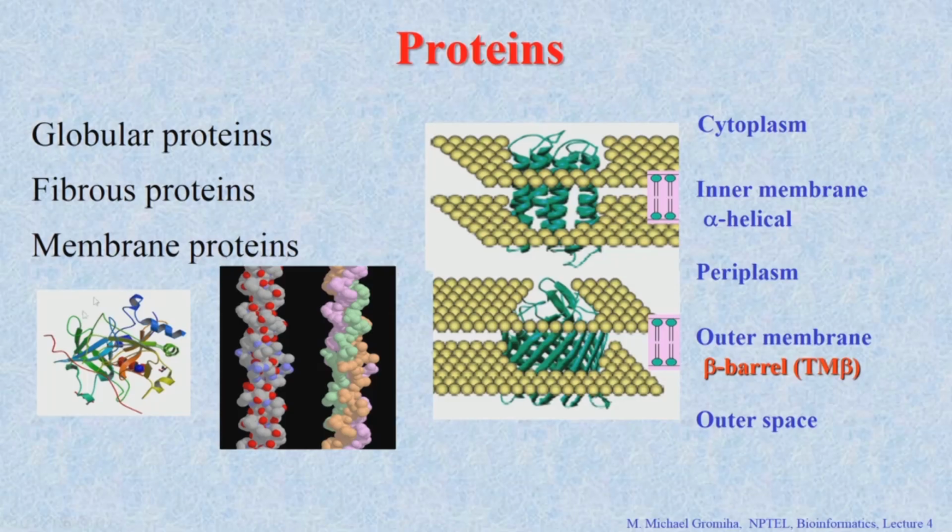So, here I show the examples. This is an example for the globular proteins, right. This is an example for a fibrous protein, right, you can see elongated chains, and this is an example for a membrane protein. When you look at the membrane proteins, they are of 2 types: one is alpha helical membrane proteins and another is beta barrel membrane proteins.